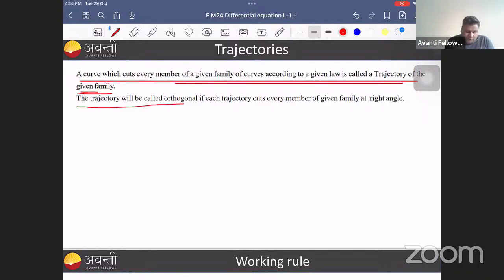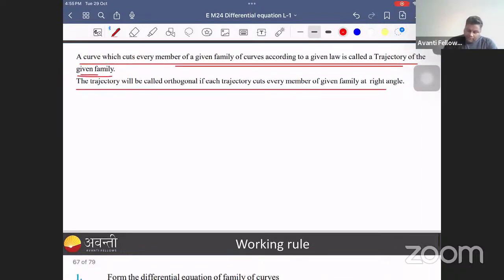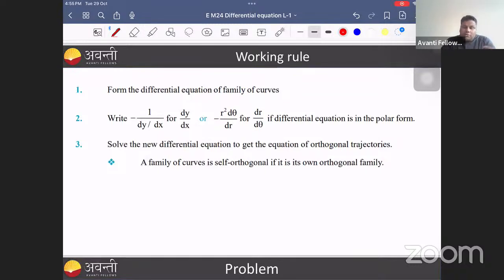The trajectory will be called orthogonal if trajectories cut each member of the given family at right angle. Orthogonal stands for right angle. Got it? So orthogonal stands for right angle. Okay, so this is what we call orthogonal trajectories. So what is the working rule? How to find the orthogonal trajectory for a given family of curves?